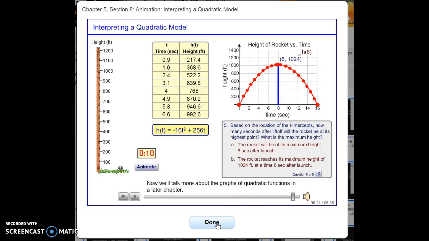Now we'll talk more about the graphs of quadratic functions in a later chapter. In particular, we'll talk about the symmetry of the graph, and we'll learn how to find the vertex of a parabola by using analytical methods. So this animation gives us the background for great things to come.